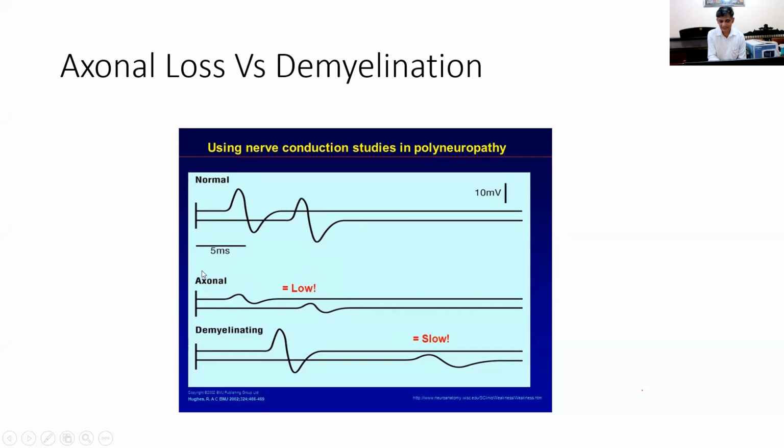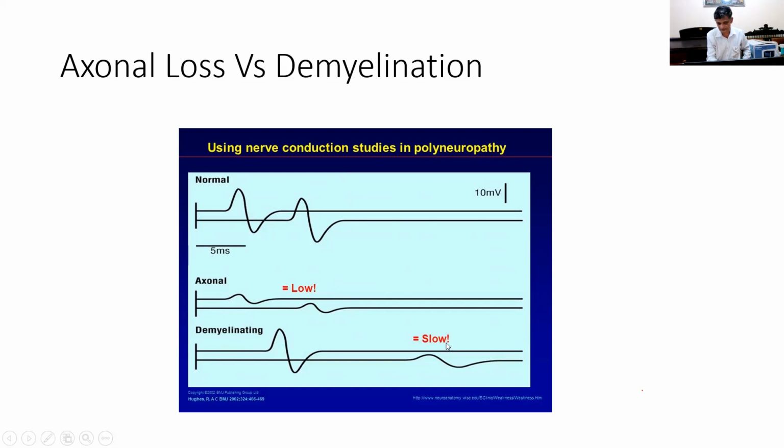If there is axonal loss, that means cell bodies are damaged, then number of neurons are not 1,000, maybe 500 now. What will happen? Less nerve fibers are stimulated, less muscle fibers are stimulated, and the compound action potential has smaller amplitude. It has got flattened, right? So it's low, not tall, it's low.